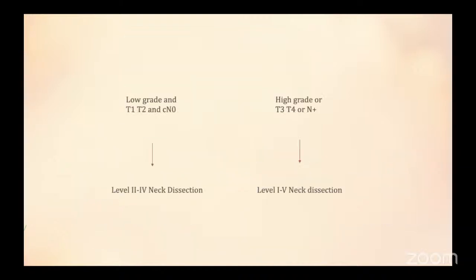So for a simple algorithm, for low grade T1, T2, cN0 tumors, level 2 to 4 neck dissection can suffice. But if it is a high grade T3, T4 or N positive case, level 1 to 5 neck dissection has to be done.